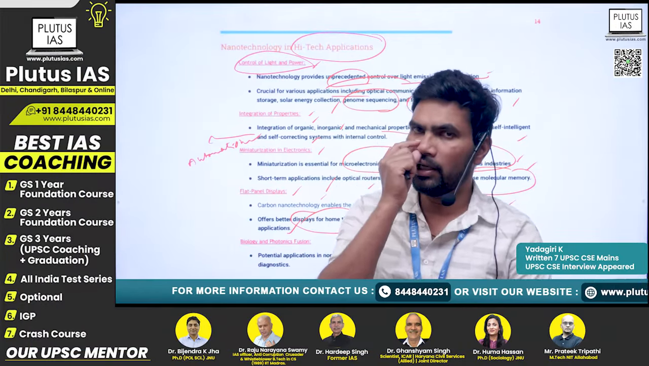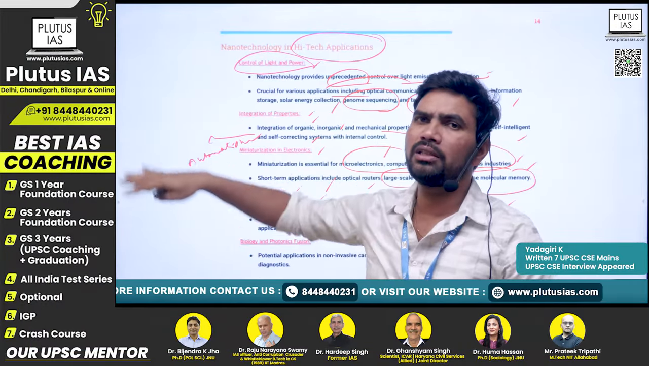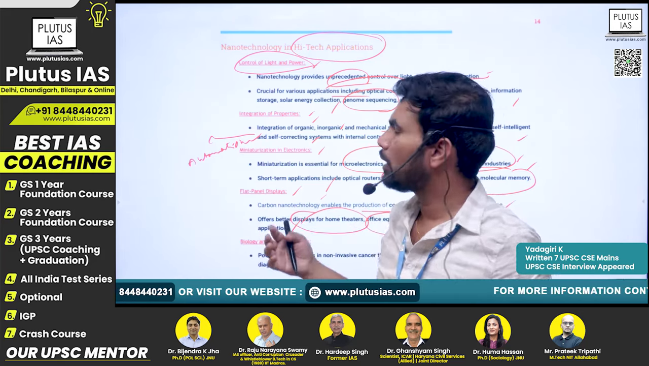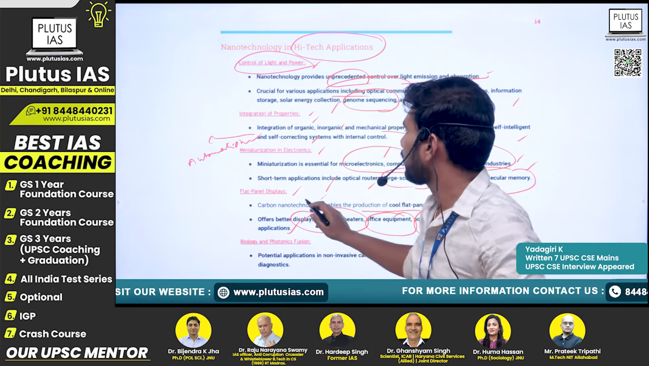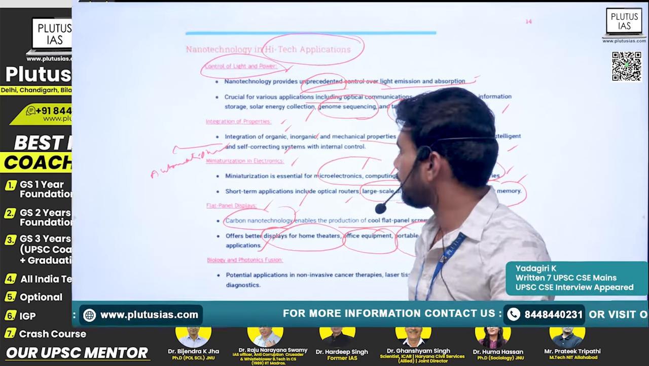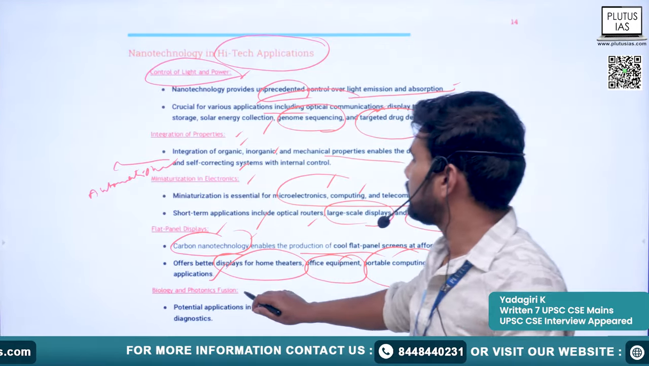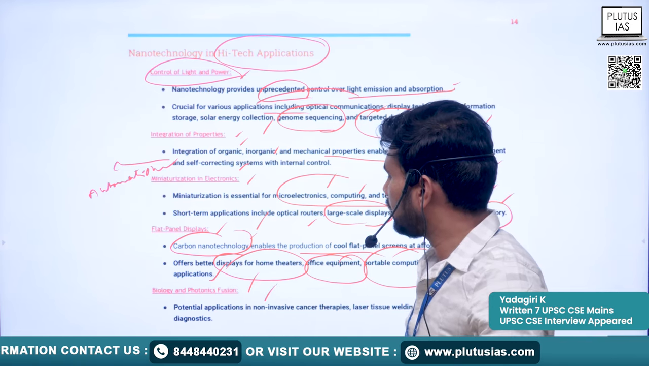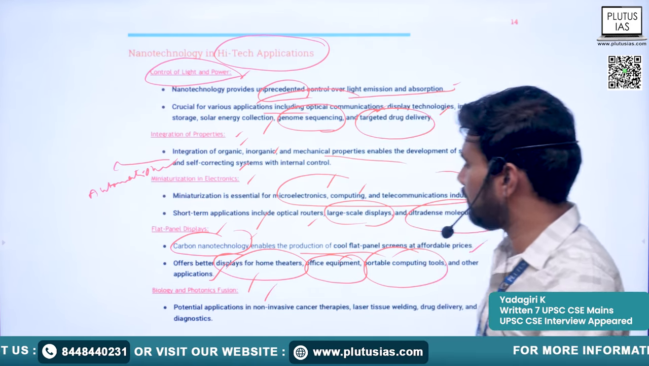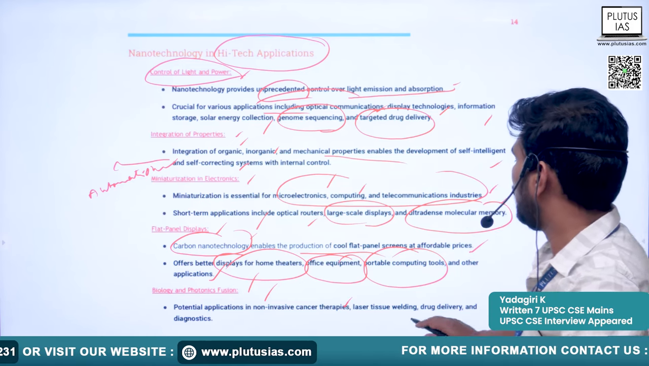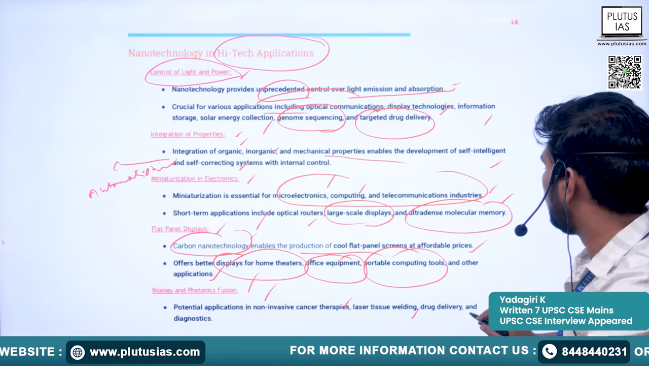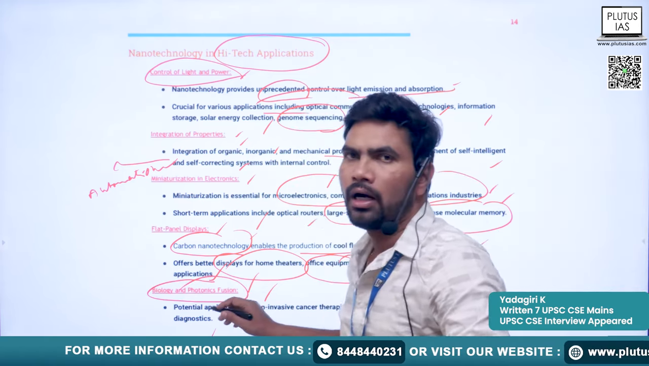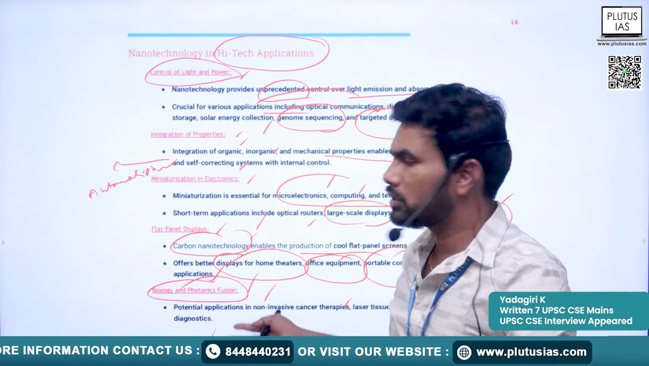So whenever a big event is going on, we can see large panels displaying whatever the happenings there are, live telecasting. So all these are made possible by the application of carbon nanotechnology, right? Next is biology and photonics fusion, right? So potential applications in non-invasive cancer therapies, laser tissue welding, and drug delivery and diagnostics. So biology and photonics fusion, through the application of nanotechnology, it is possible.